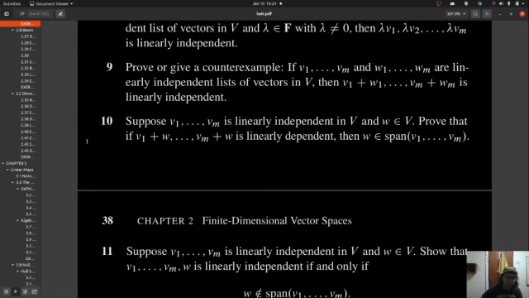Anyway, number 10. Supposing that VK is linearly independent and W is some vector in V. Prove that if V1 plus W, comma, dot dot dot, Vm plus W is linearly dependent, then W is in the span. Now, do I have span as a set?